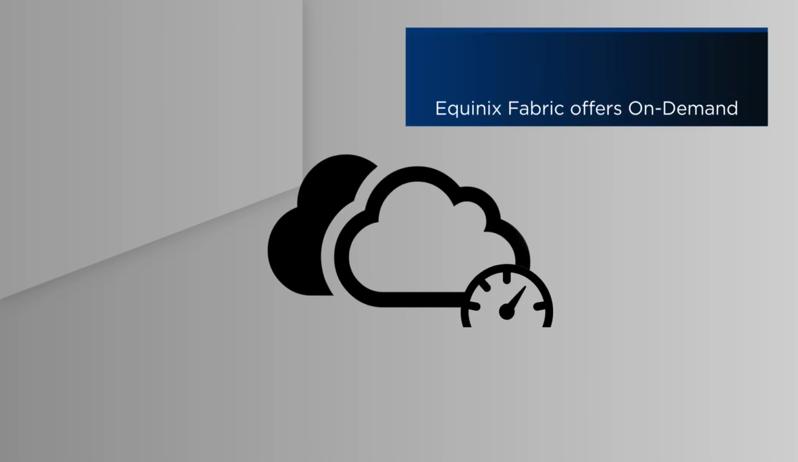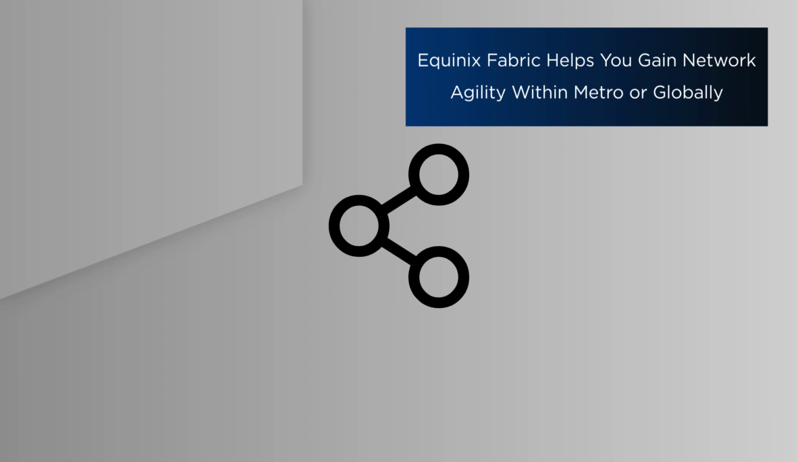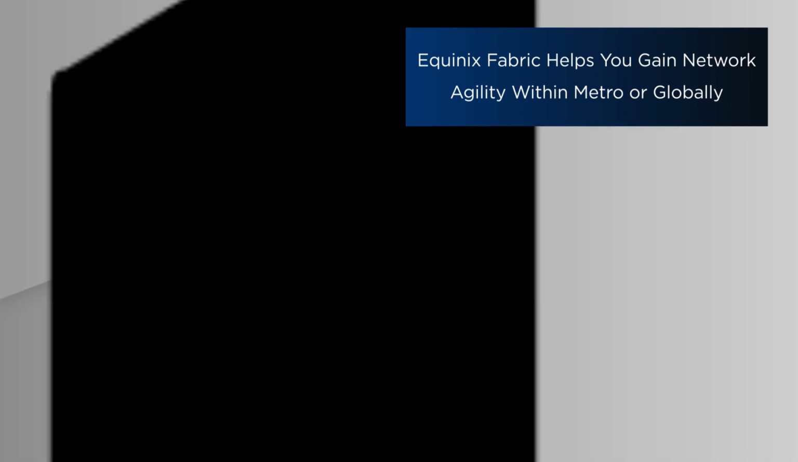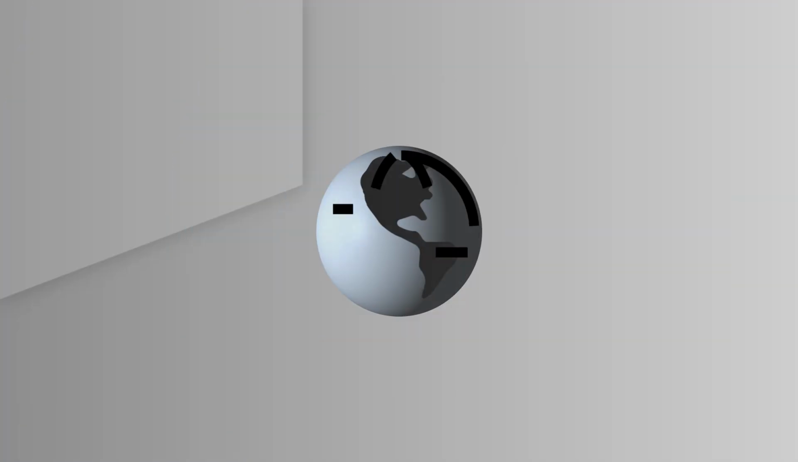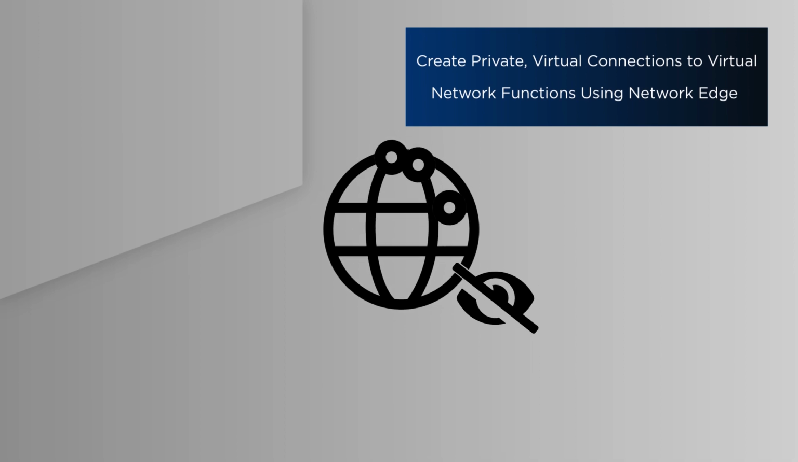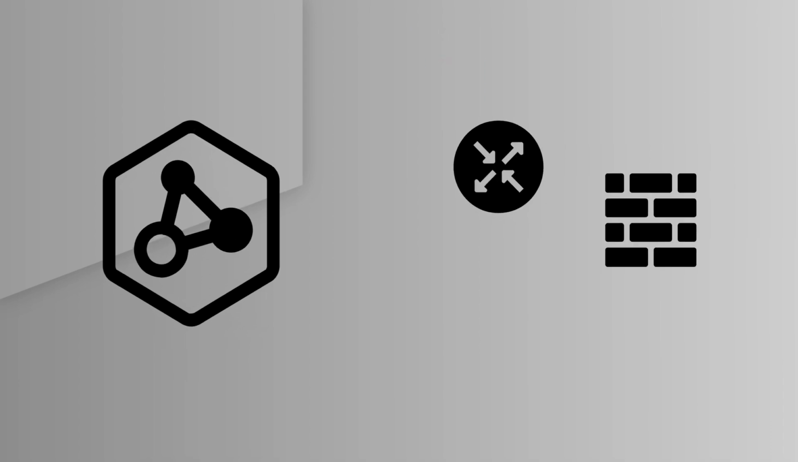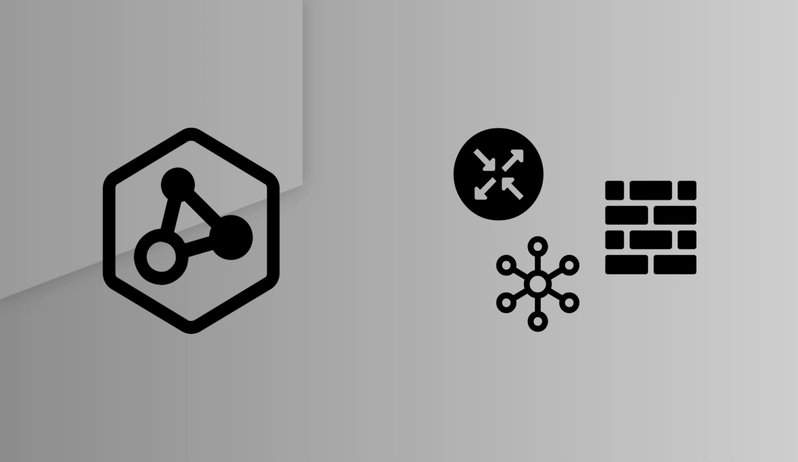With Equinix Fabric, you can optimize hybrid multi-cloud application performance with on-demand connectivity to top-tier cloud and network service on-ramps. You can also gain network agility by creating scalable, flexible connections across Equinix locations within Metro or globally. And if you are looking to achieve more flexible network architectures in the future, you can also create private virtual connections to virtual network functions using Network Edge to spin up virtual routers, firewalls, and SD-WAN edge devices.